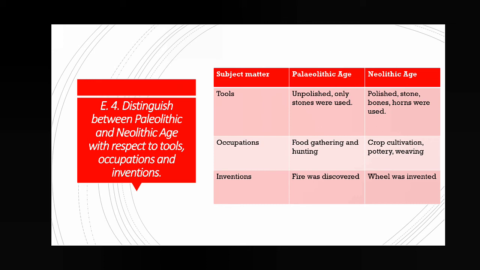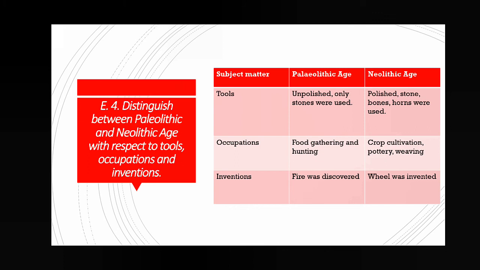The question has already given 3 criteria, 3 subject matters: tools, occupations, inventions. So let us see. In the Paleolithic age, tools were crude, unpolished, and stones were used. But in the Neolithic age, they were polished, because we know Neolithic men were skillful. They were more skilled than the men of other ages. So polished stone and bones, horns were used in the Neolithic age.